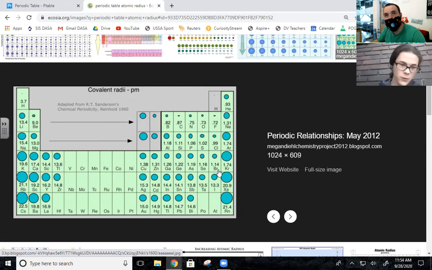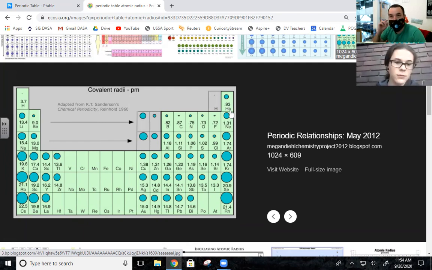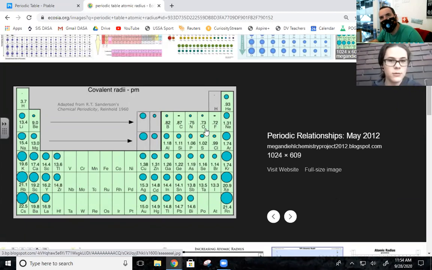Okay? The smallest is helium. Helium has the smallest atomic radius at 0.93 picometers. Because it only has one. Wait, oh, it says oxygen. Someone has lied to me. It appears that fluorine actually has the smallest weight.